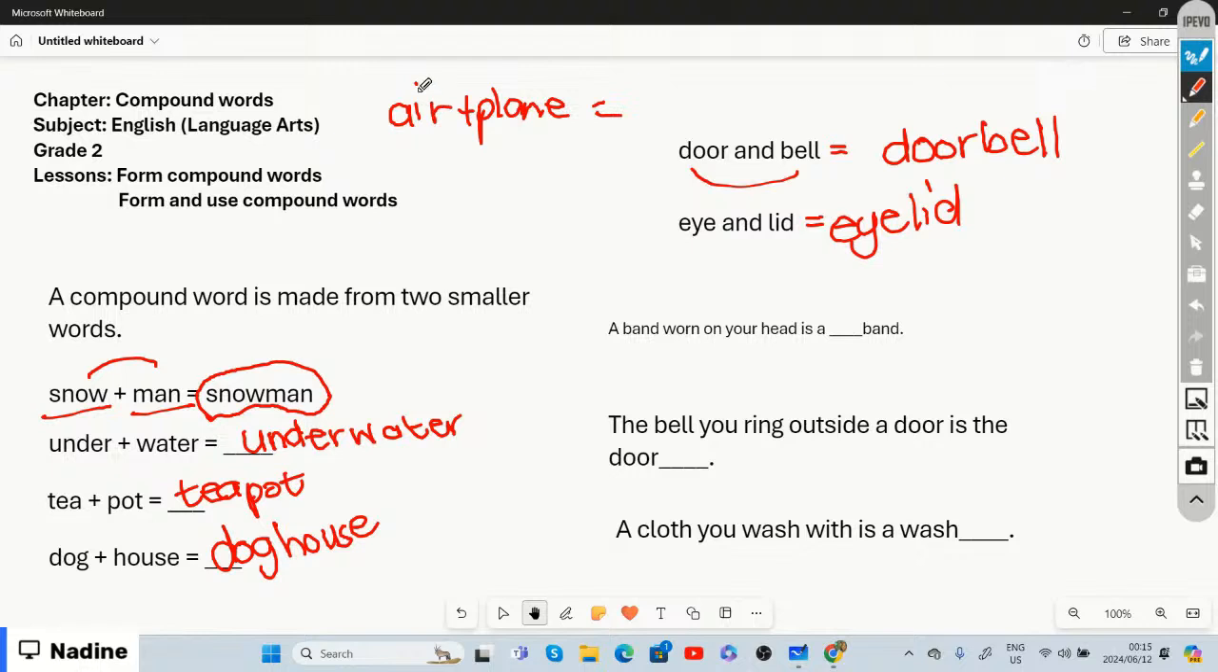No, not pencil. Pencil is just one straight word. It's just a word. No, not pencil.